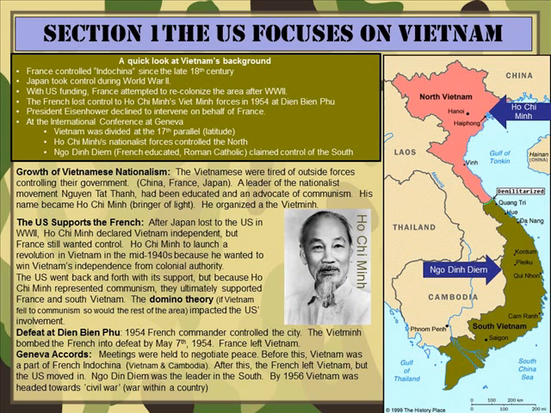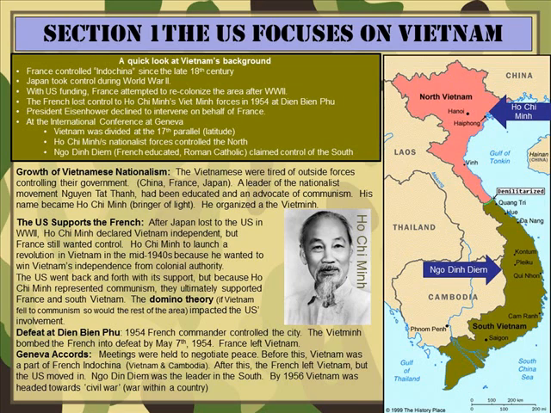Growth of Vietnamese nationalism. The Vietnamese were tired of outside forces controlling their government, as would we all feel that way, of China, Japan, and France. A leader of the nationalist movement, Nguyen Tat Thanh, had been educated and an advocate of communism. His name became Ho Chi Minh, a bright bringer of light. He organized the Viet Minh. See a typo there.